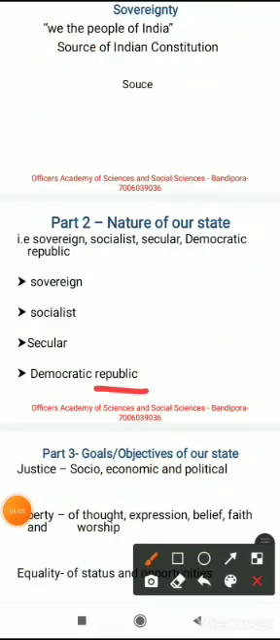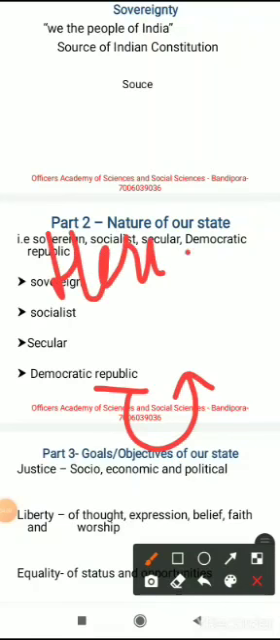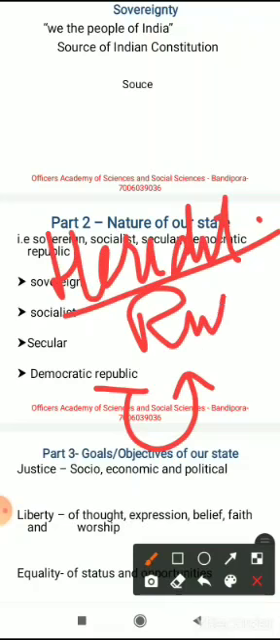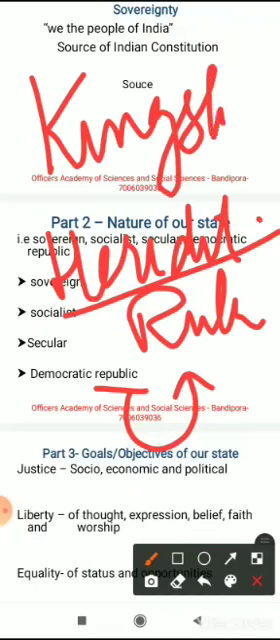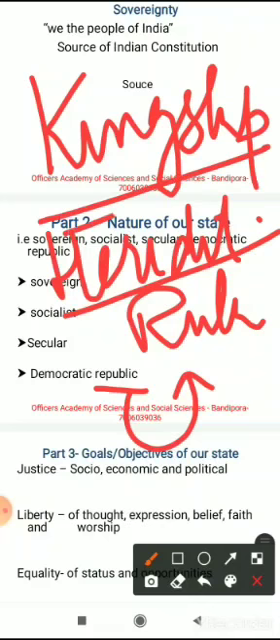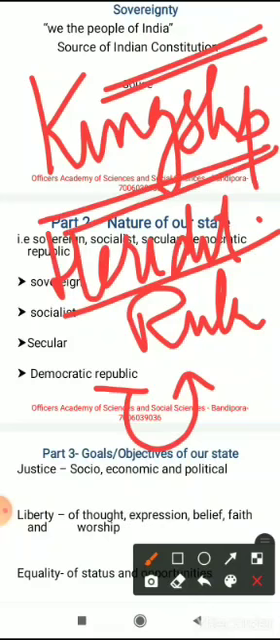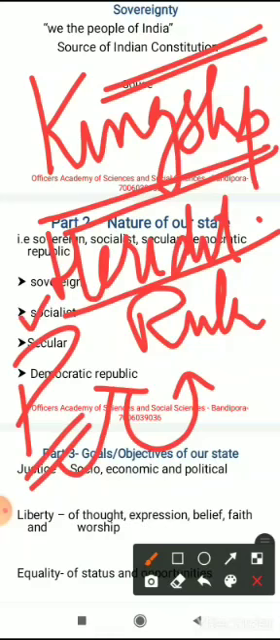Republic means that we don't have any hereditary ruler. We don't have any kingship. Our head is elected by the people, directly or indirectly. Republic means that the constitutional head, that is the president, is indirectly elected by the people.